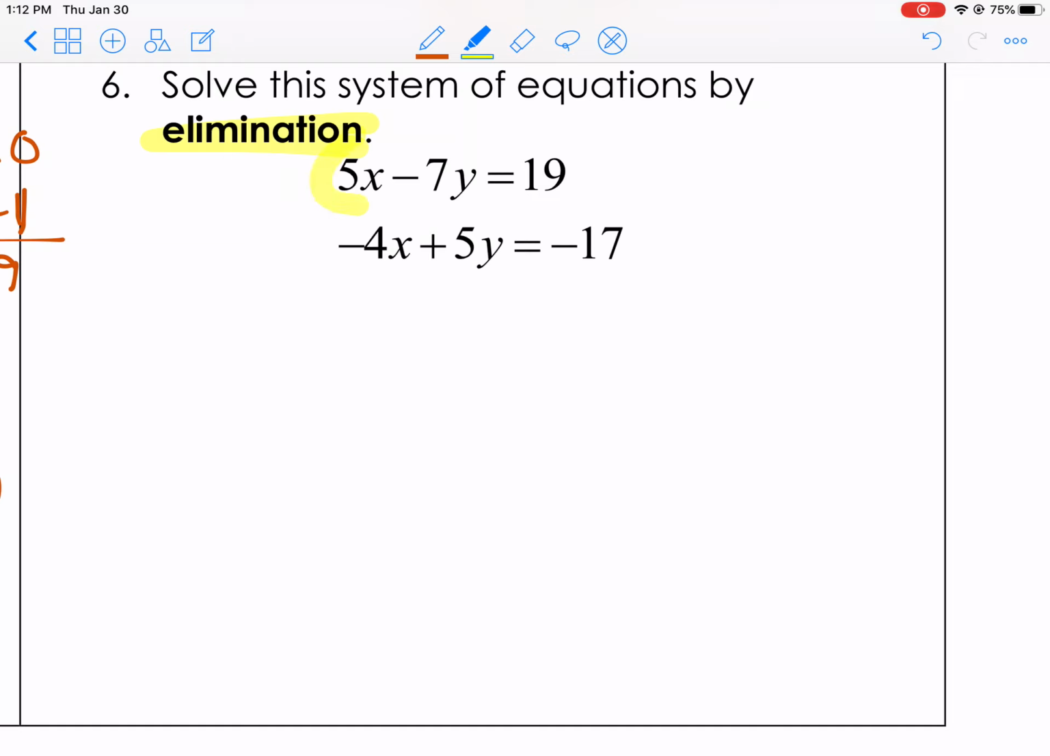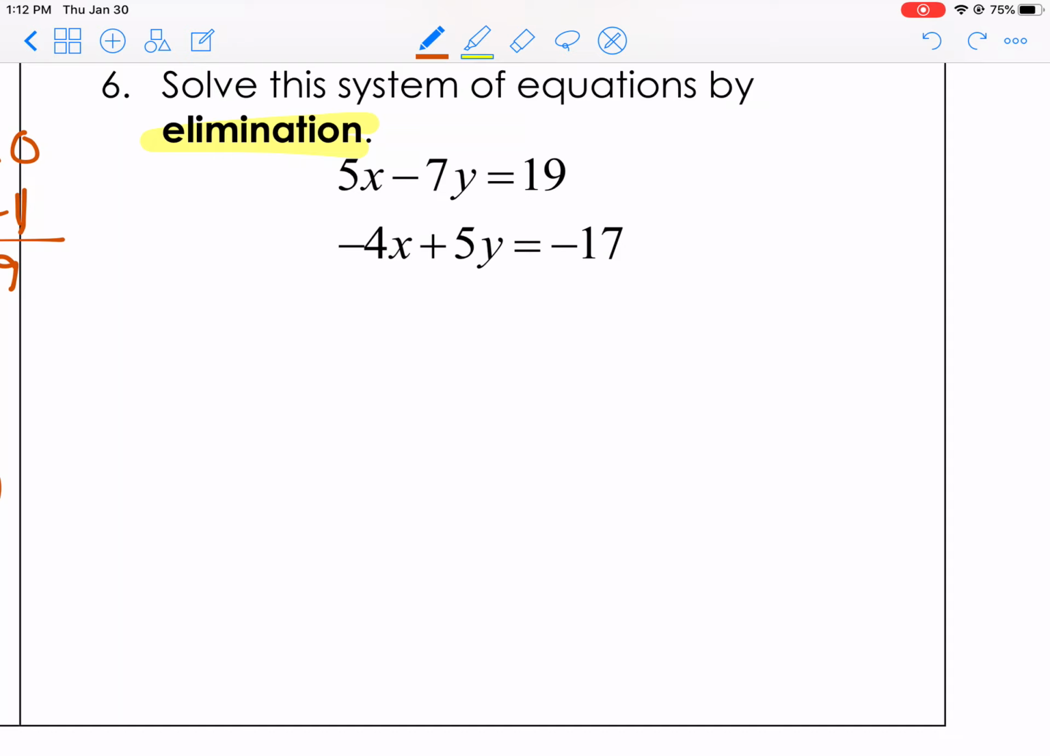If I were to get rid of the x's, I would multiply the top equation by 4 and the bottom equation by 5 so that I would have 20x and -20x. If I wanted to get rid of the y's, I would multiply the top equation by 5 and the bottom equation by 7. Then I'd have -35y and +35y, so the y's would go away.